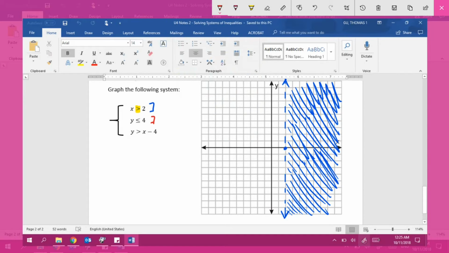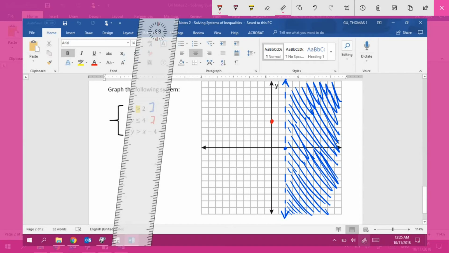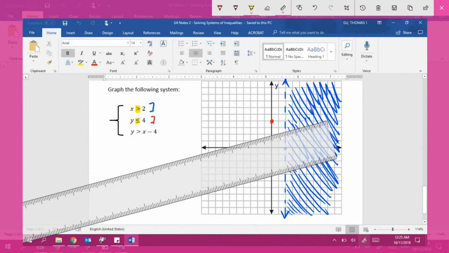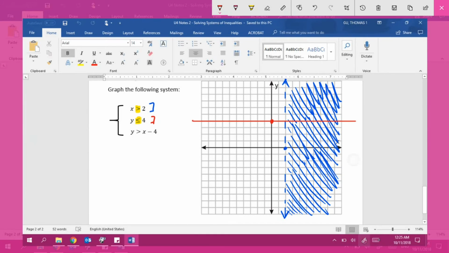We're going to use y is less than or equal to 4. This is a horizontal line going through the point 4 on the y-axis. So we can also see the equal sign of the inequalities. So it's going to be a solid line. And it's less than, so it's below this line. So we're going to shade below.